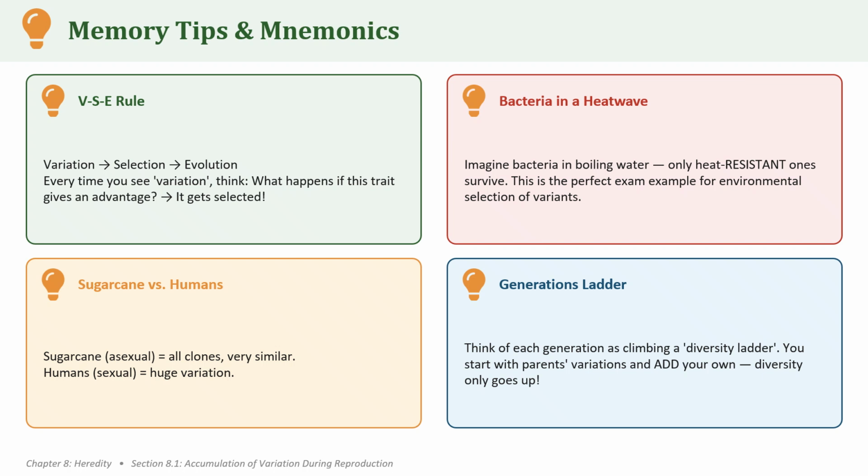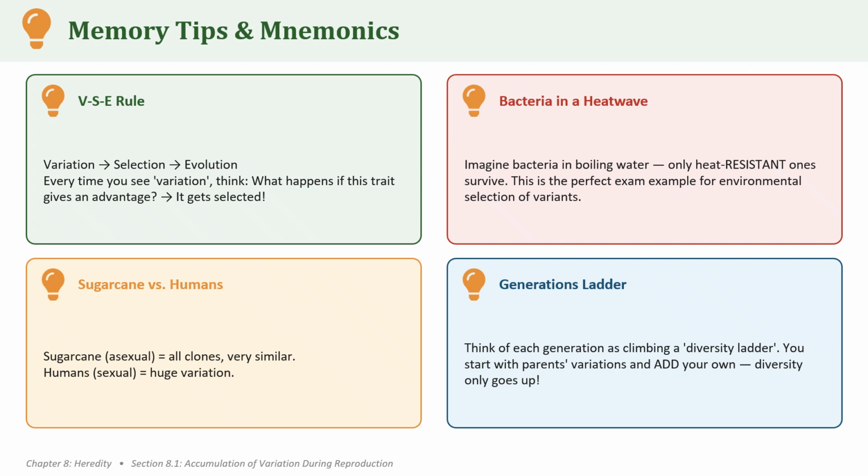So next is sugarcane versus humans. Sugarcane, asexual reproduction, what is that? Vegetative propagation. So all are like clones. They are very similar. They are not identical children, they are very similar. But in human sexual reproduction, we can see huge variation.